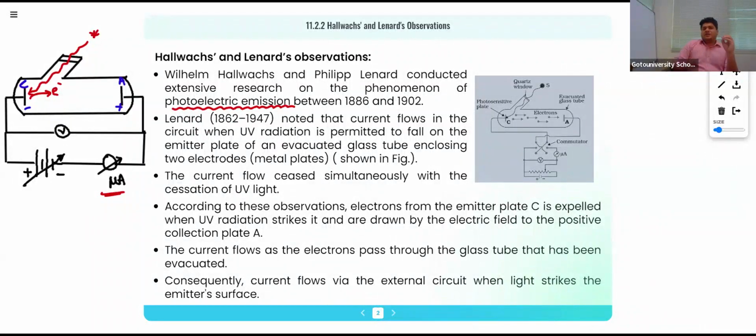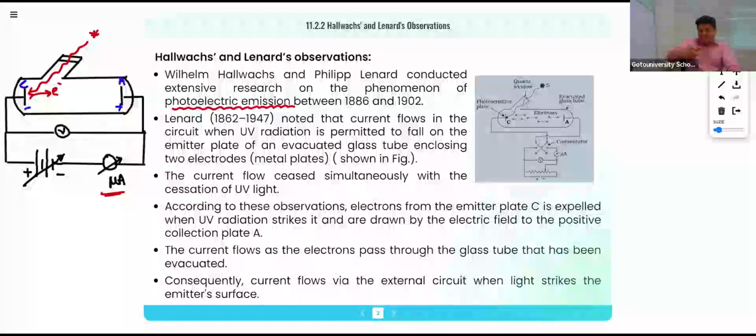After increasing the frequency, there was a certain frequency after which electron emission took place. This was the first thing. Second thing, they observed that if you increase the voltage, see there is a battery, the current will increase, and after some time that current will flow constant. Constant means that will be a saturation current. Why it is happening, we'll see in the next topic, in the next session.